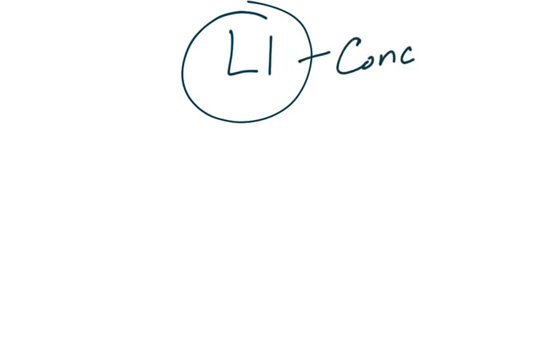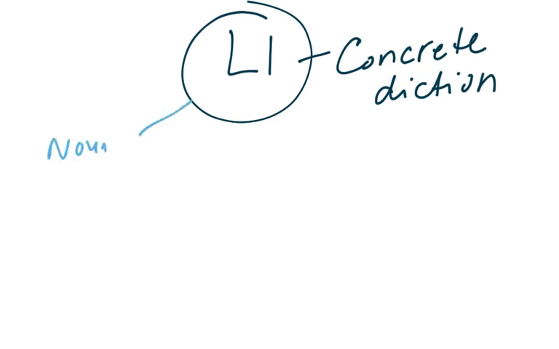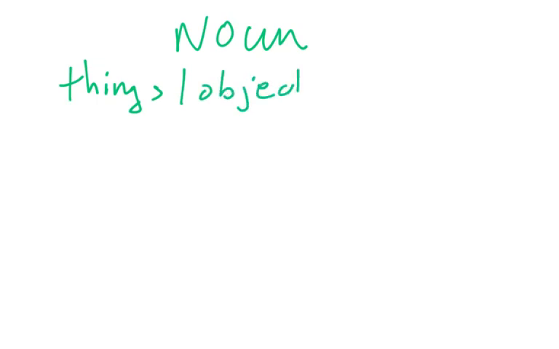We're looking for that concrete diction. So we can factor nouns, verbs, and adjectives. Okay? So let's take a look. We can take a noun and perhaps we take something really broad. Things or objects. So we're going to factor that.